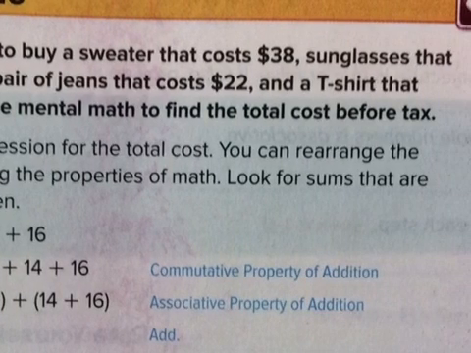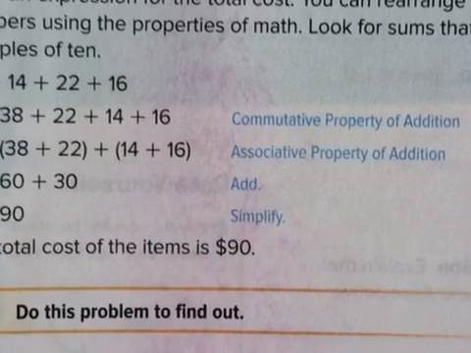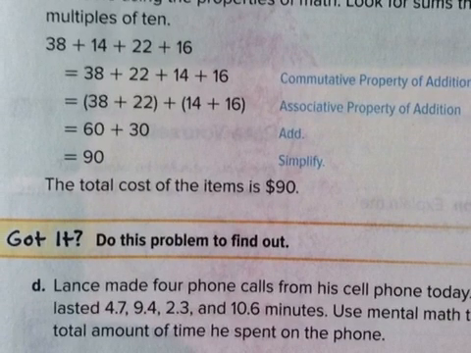And then you know that 22 and 38 work well together because you have the 8 and the 2, which will give you another 10. So this right here will give you a nice round number to 60. So you can use associative property, and you see that's what they did here. You see they worked 38 plus 22 works well to give you 60, and 14 plus 16, because 4 and 6 work well together to give you a nice rounded number, gives you 30.